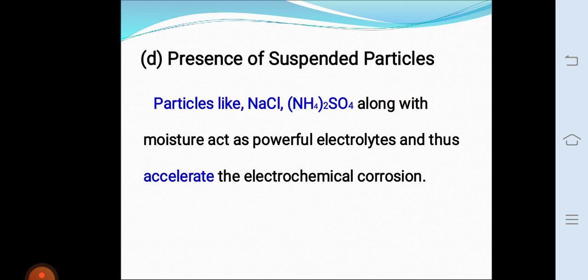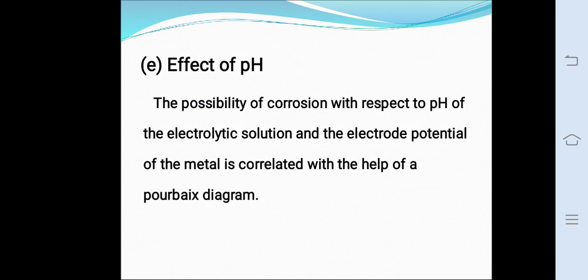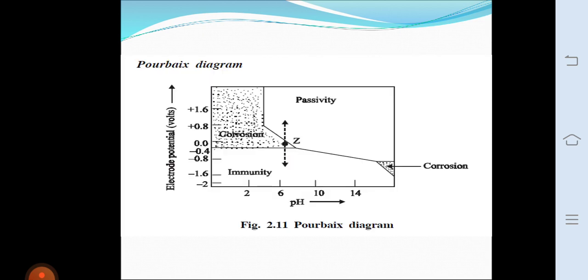Effect of pH. The possibility of corrosion with respect to the pH of the electrolyte solution and the electrode potential of the metal is correlated with the help of a 4-box diagram. From this 4-box diagram, we have to discuss about corrosion and pH of solutions. It clearly shows pH.